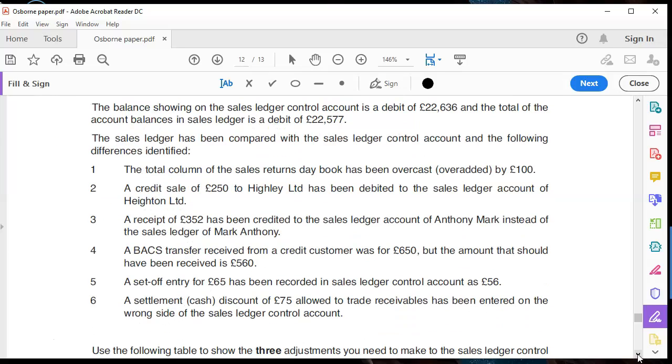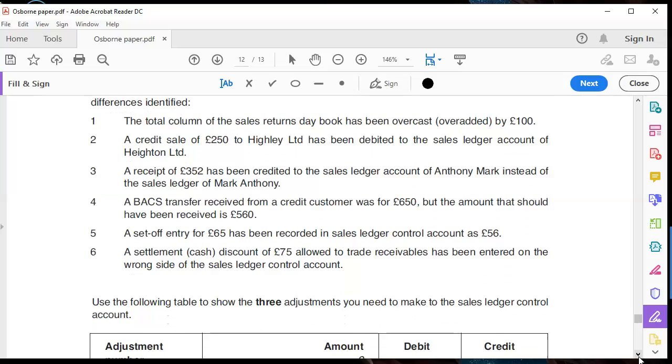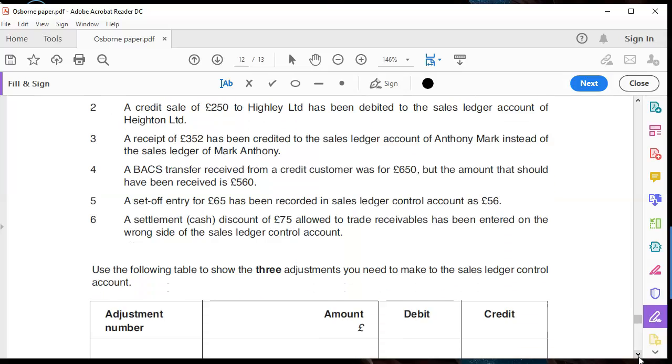We do control account reconciliation when the totals of the control account and the sales ledger or purchase ledger do not match. Before we start off the question, see what you are reconciling. Are you reconciling the control account or the list of balances? So use the following table to show 3 adjustments you need to make to the sales ledger control account. So you are correcting the control account. So any adjustment with the individual customer accounts, you can ignore them because those will be corrected in the sales ledger, not in the list of balances.